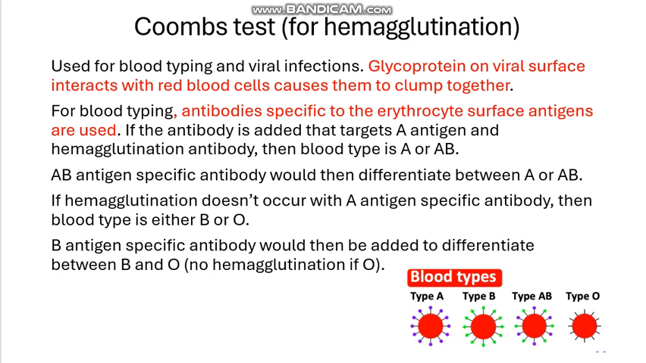We would then add an antibody that targets the B antigen. And if hemagglutination does occur with this B antibody, then we know that the blood type is AB. If hemagglutination doesn't occur when we add this B antibody, then we know the type is just type A. If hemagglutination doesn't occur with an A antigen-specific antibody or a B-specific antibody, then the blood type is going to be type O.